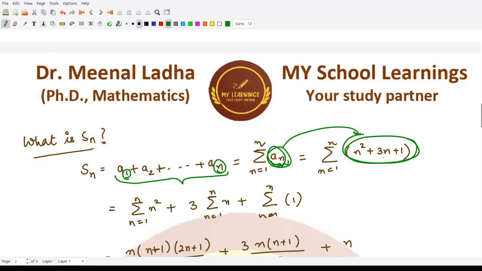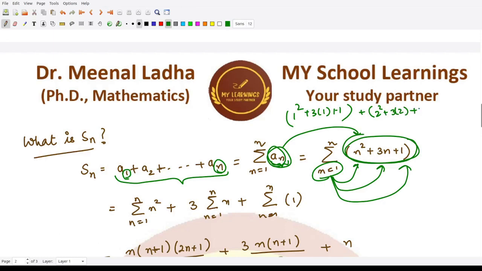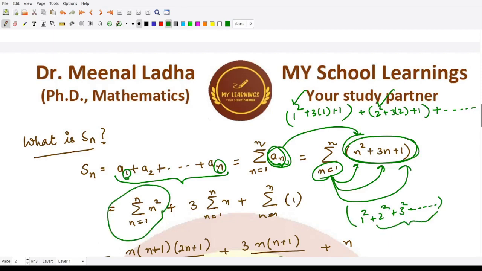Now what does it mean actually? You can just extract and simplify this expression. So basically when you substitute the value 1 here, you would have 1 square plus 3 into 1 plus 1. This is the first term. When you substitute the value of n as equal to 2, you would have 2 square plus 3 into 2 plus 1, and so on. You keep on doing like this. So basically you can collect the first term of all the terms, it would be 1 square plus 2 square plus 3 square and so on, right? And you can write it like this, summation n square, where n varies from 1 to n.